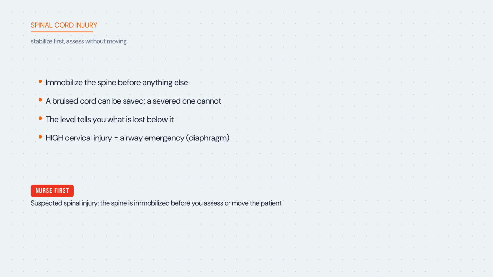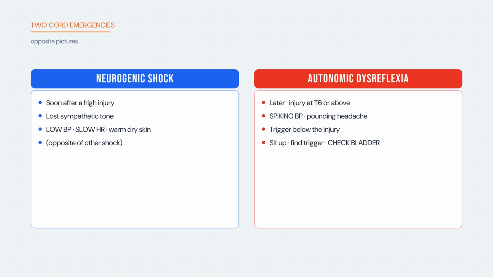Now the spinal cord, where the rule is, stabilize first, and assess without moving. Any suspected spinal injury gets the spine immobilized before anything else, because a cord that is bruised can still be saved, and a cord that is severed by movement cannot. The level of the injury tells you what is lost below it. And injuries high in the cord threaten the muscles of breathing, which is why a high cervical injury is an airway emergency.